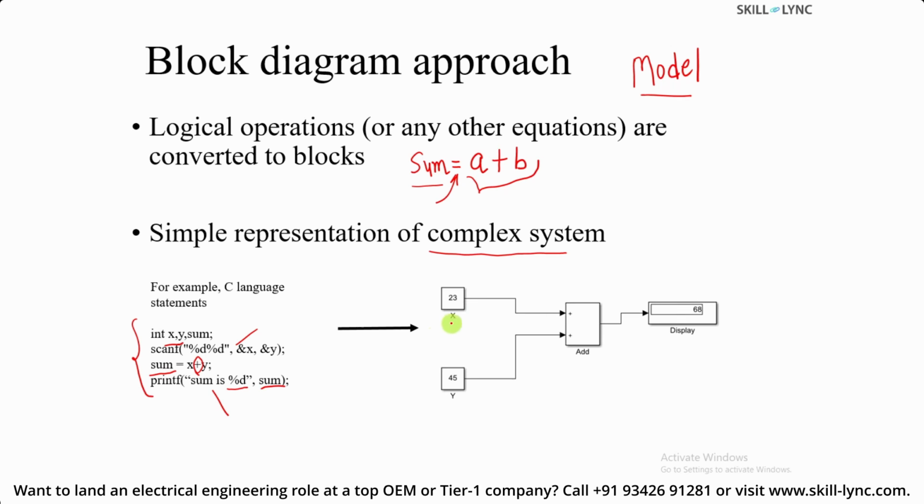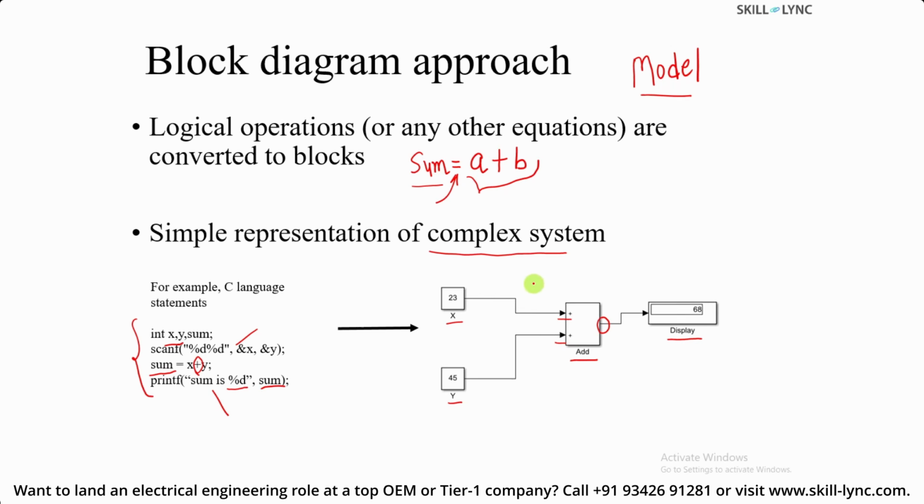So for example, here we have the two input blocks, declared as constants, and their values are, let's say, 23 and 45. They are predefined, and we have a block called Add, which is going to accept these two inputs, and whatever output is available at this port is given to a display block like this, right? So this is one simple translation of the equation into a block diagram. This is the block diagram approach.